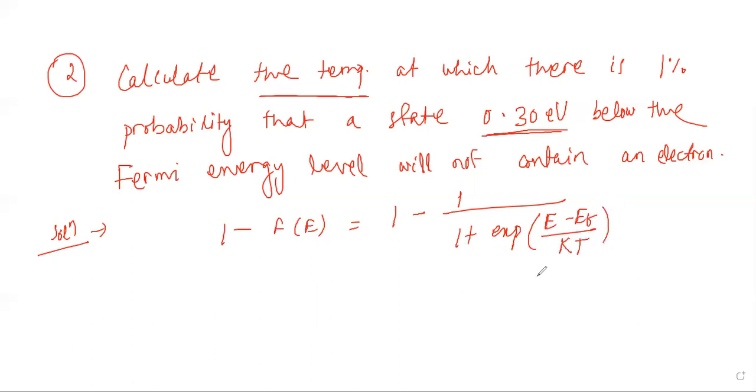T is the absolute temperature, so we need to find T. Make T the subject and solve it. Here it is given that there is a 1% probability of not finding an electron, so 1 minus Fe is 0.01.